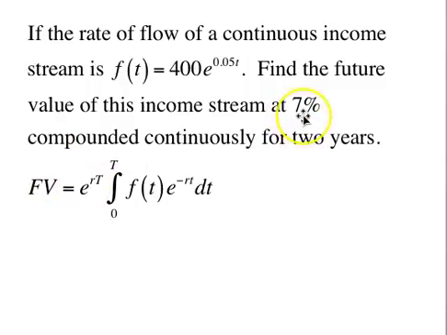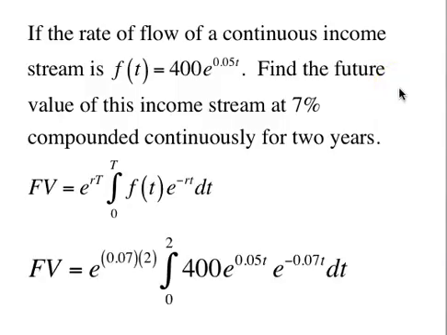Little r is 7% or 0.07. We know what big T is. We're doing this for 2 years, so big T is 2. We know what f of t is. f of t is our continuous income stream, 400 e to the 0.05t. So making all the substitutions, you will see e to the 0.07 times 2, integral from 0 to 2, f of t, 400 e to the 0.05t, e to the minus 0.07t dt.